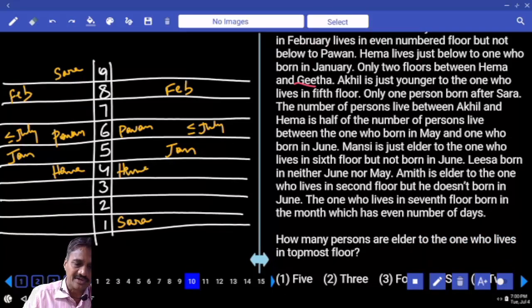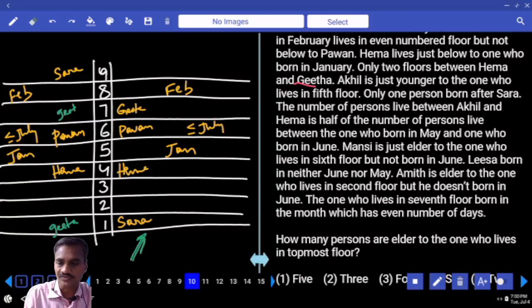Now between Hema and Geeta, how many floors are there? There are exactly 2 floors. 1, 2, Geeta is here in this case. But in this case, there are 2 possibilities for this Geeta. Geeta can be here or Geeta can be here. There are 2 different possibilities for Geeta. Here we are having only one. Let us focus on this one first.